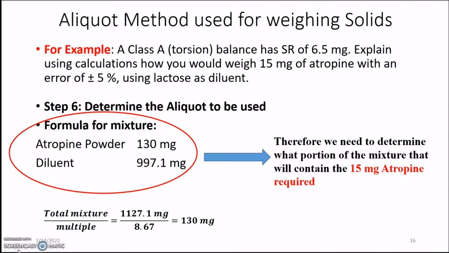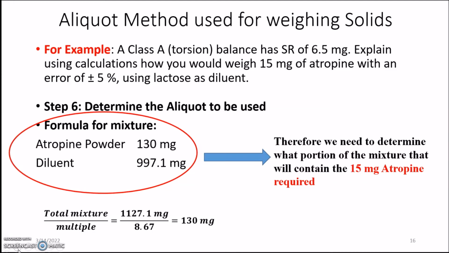So we got 130 milligrams. And we also determine the amount of mixture, which is 8.67 times more than the amount of actual drug that will be weighed, which is 1,127. When we divide that total mixture by the factor, we're going to get 130 milligrams. And this suggests that the 15 milligrams is contained in that. Maybe you won't see it that way.